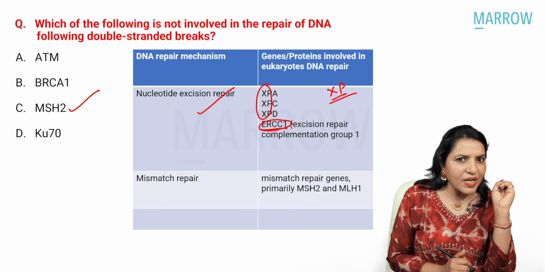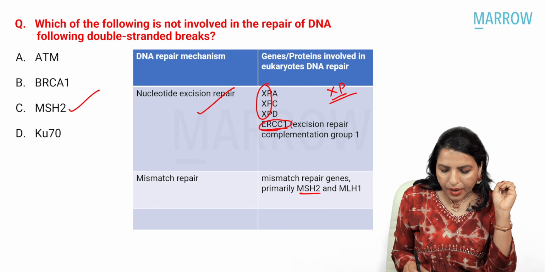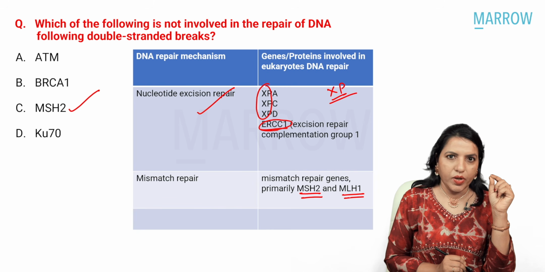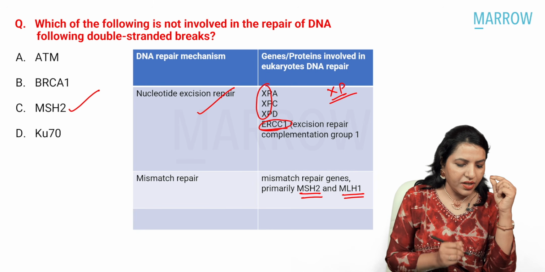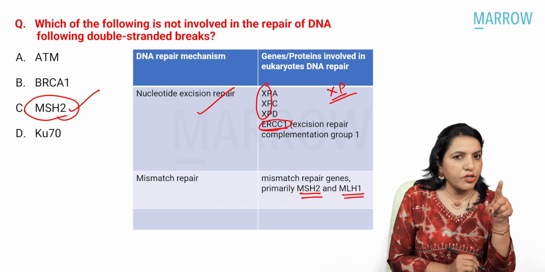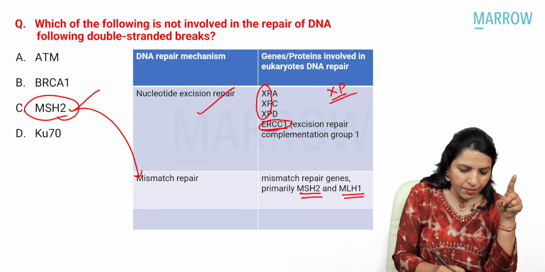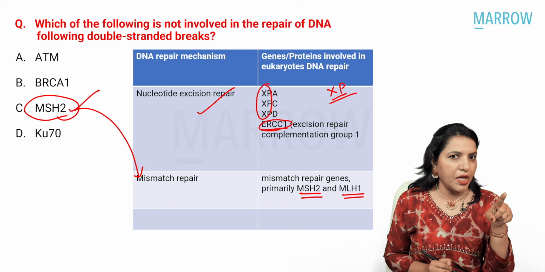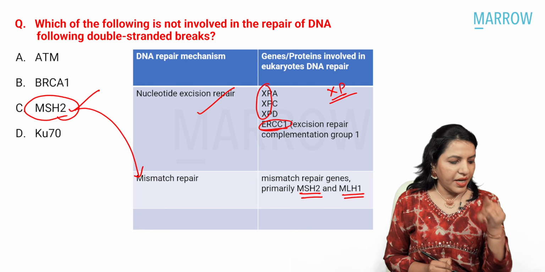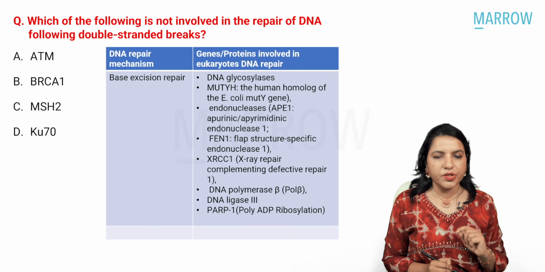There are various mismatch repair genes. The two very important ones are MSH2 and MLH1. So you can see here that there is MSH2. MSH2 is involved in which repair mechanism? Mismatch repair mechanism, not double strand break repair mechanism. Hence, that is the answer. We will see the other options as well.